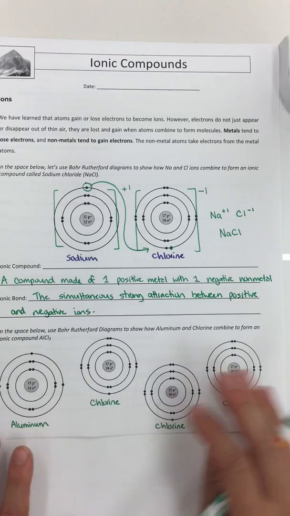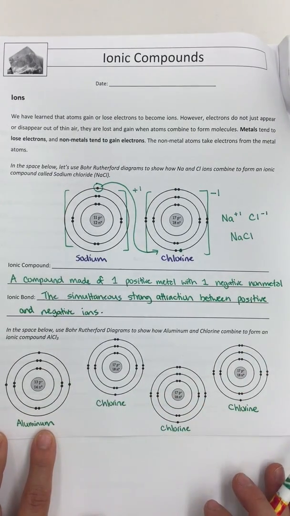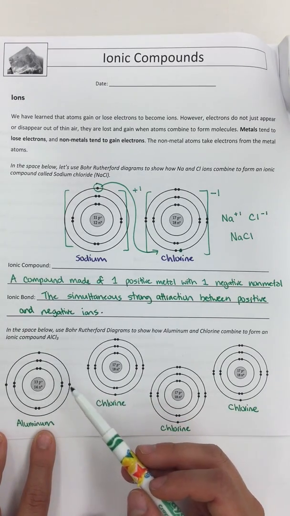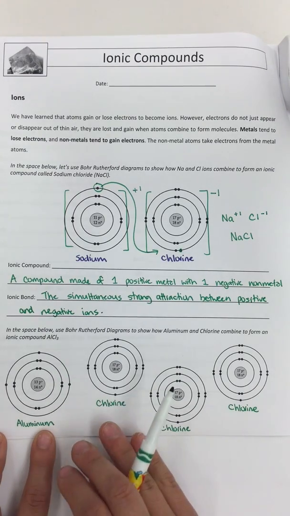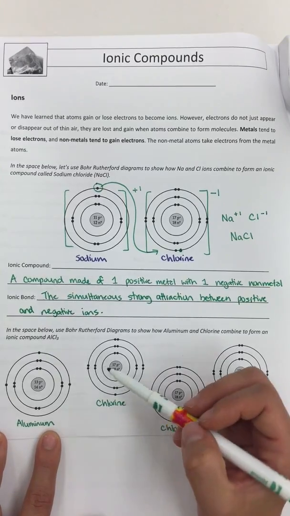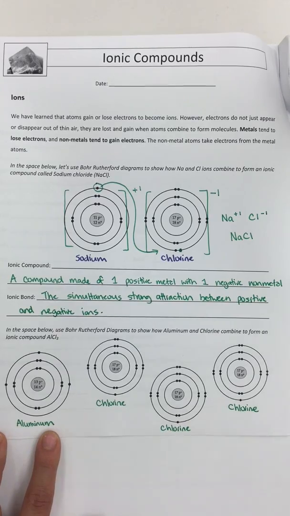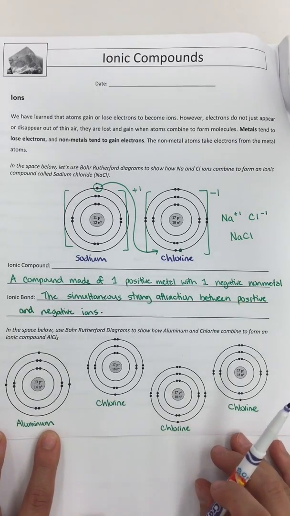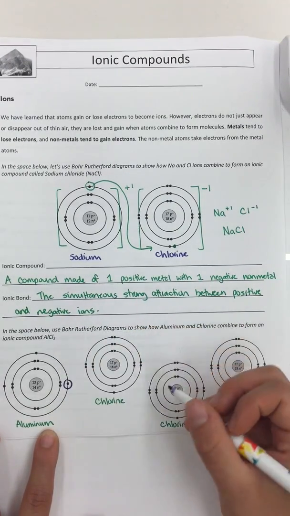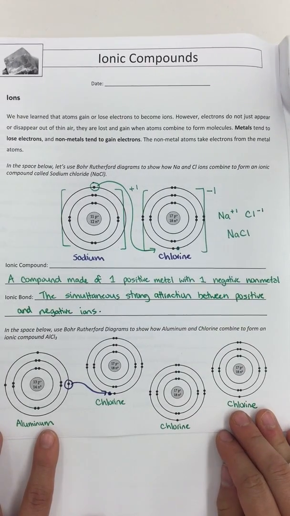Now in this case, I notice that aluminum has 1, 2, 3 valence electrons. Now according to the octet rule, it likes to have a full outer shell, and it would really like to lose those 3 electrons so that it can be stable. Chlorine, as we said before, has 1, 2, 3, 4, 5, 6, 7. It would really like to gain 1 electron. So we might do what we did before, starting with aluminum donating 1 electron to the element chlorine.